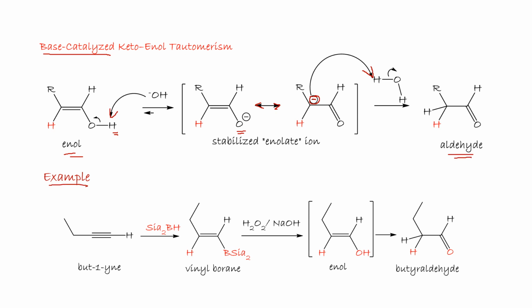If you would like to see a complete example, such as 1-butyne with Sia2BH to give vinyl borane. Upon oxidation of this vinyl borane with hydrogen peroxide and base, it will give the enol, which tautomerizes to butyraldehyde. As you see, it starts with 4 carbons, you end up with 4 carbons. Here, terminal alkyne, and here is terminal carbonyl, which we call aldehyde.